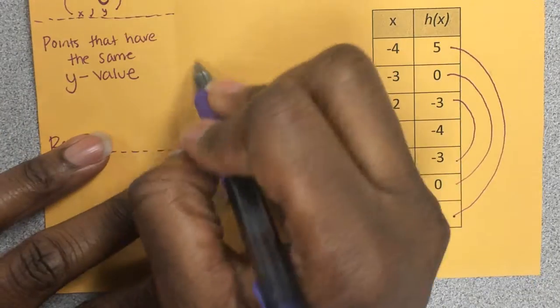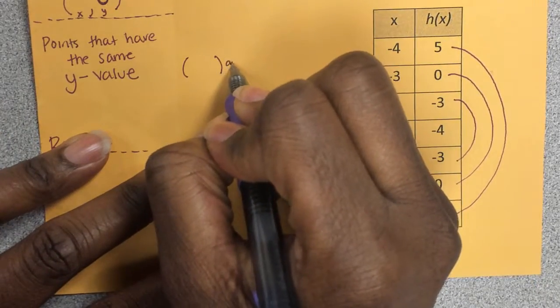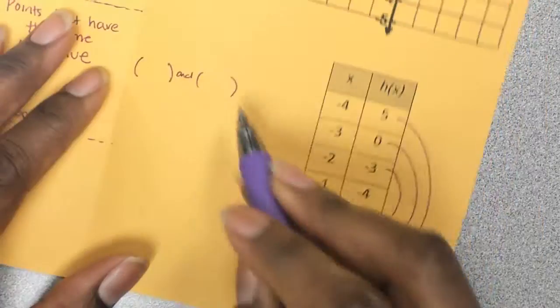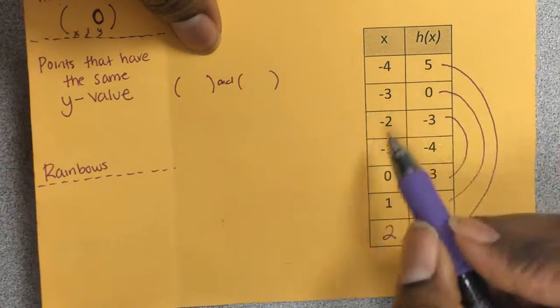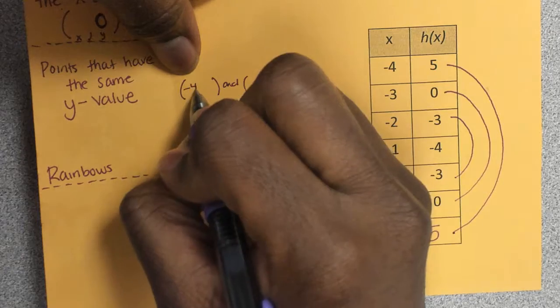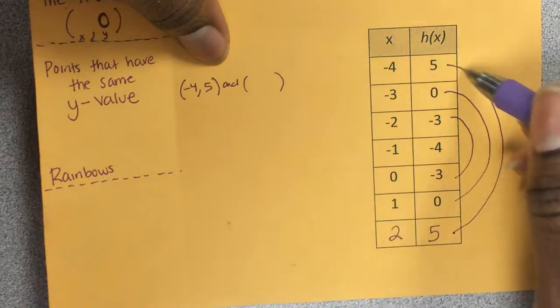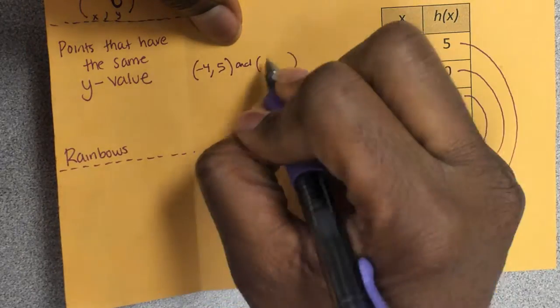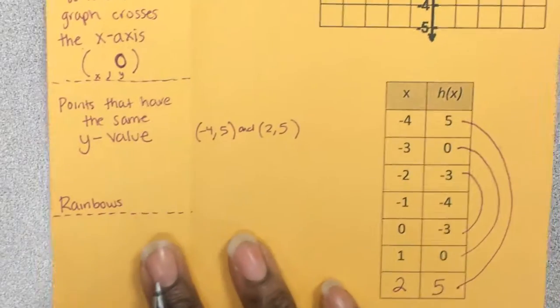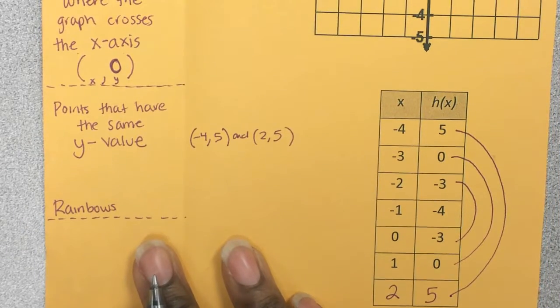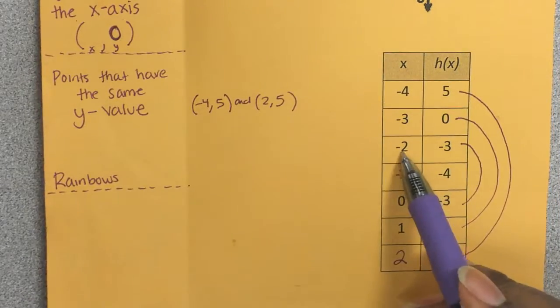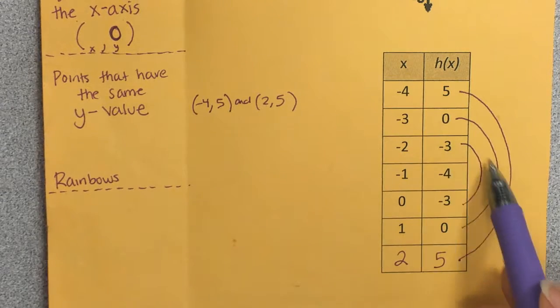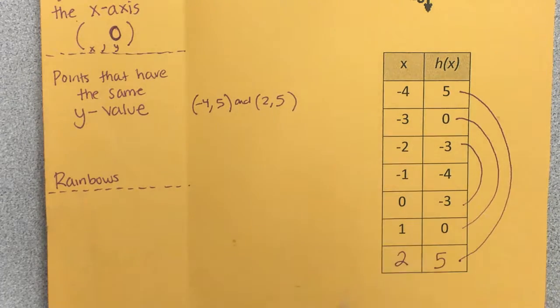So let's list symmetric points. Blank and blank will be symmetrical points. Let's just do this one. -4, 5 is symmetrical with which one? 2, 5. Perfect. There could be another one. You could have used -2, -3 is symmetrical with 0, -3. Okay.